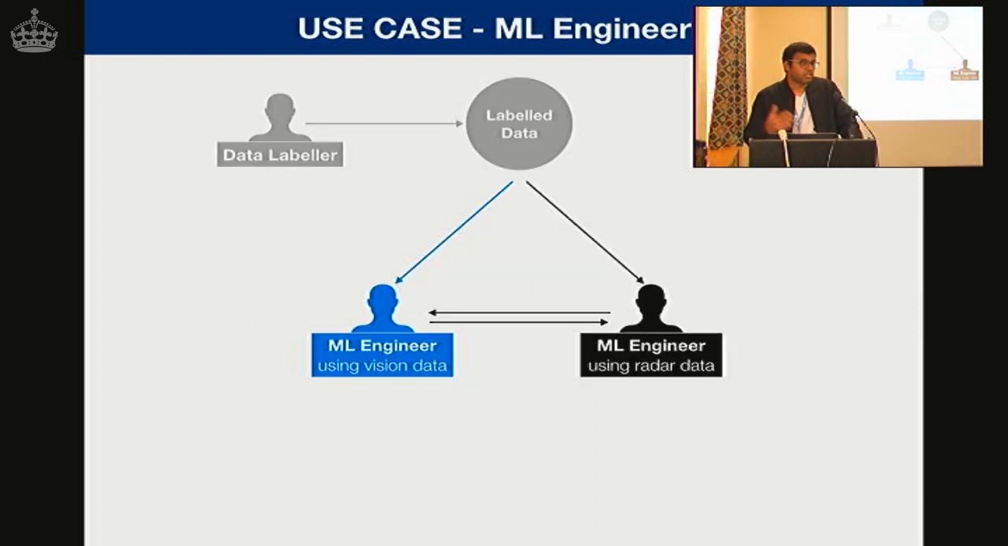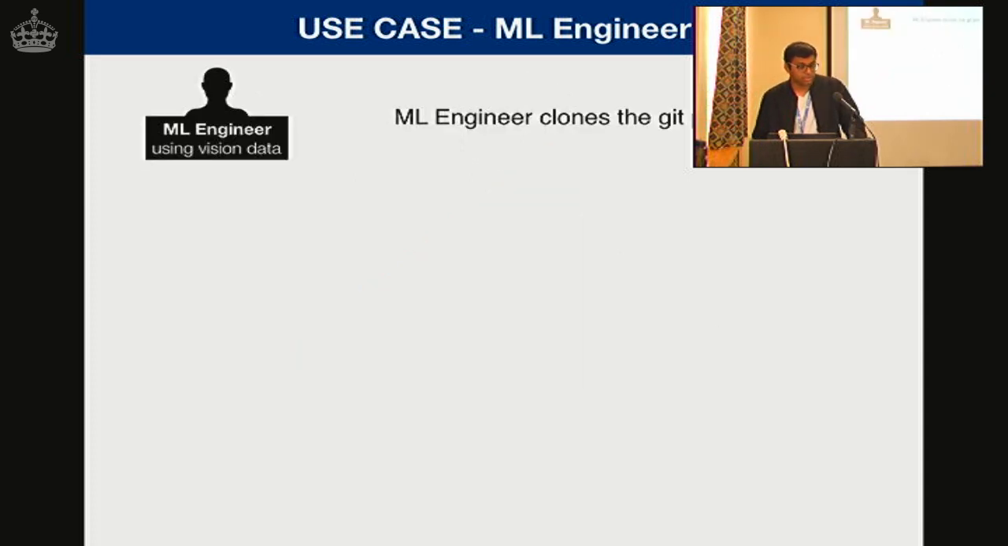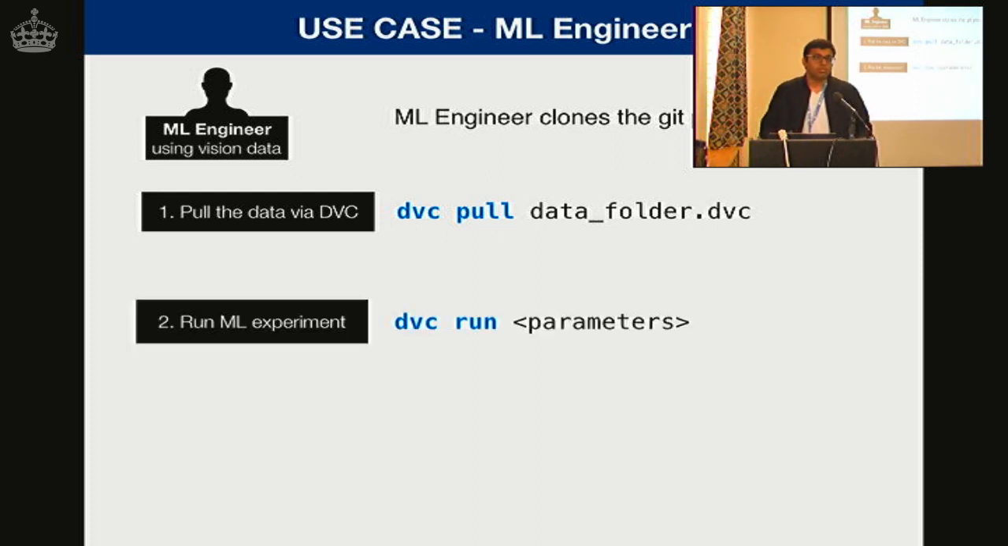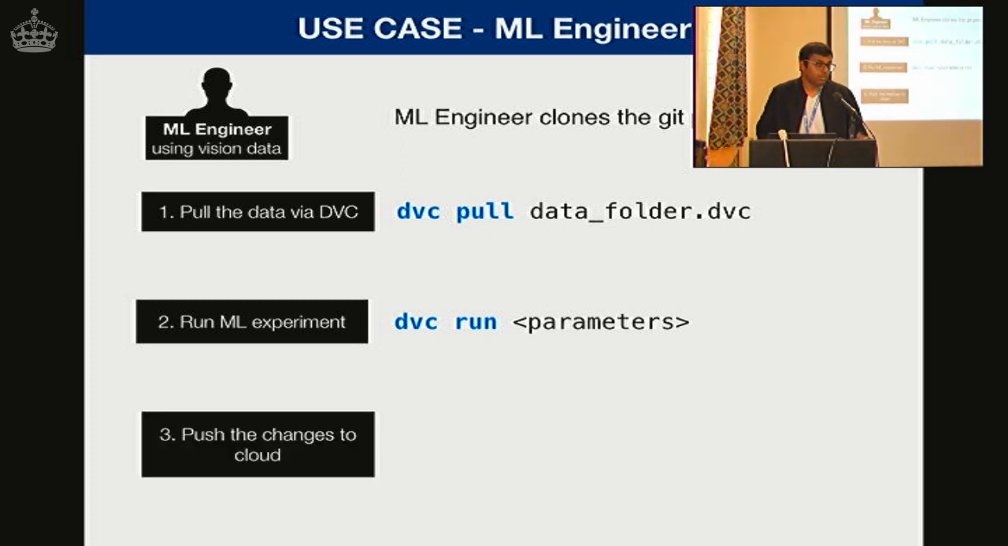Now, the data labeler has finished producing labeled data. Now the ML engineer needs to pull the data and work on that. So what the ML engineer does is he clones the Git project, so he sees a .gitignore and a .dvc file. So he pulls the data. All he has to do is DVC pull data_folder.dvc. So he doesn't have to bother about going to Google Drive and going to this particular folder and copying the data. Just one line command, and the data is on your local machine in a few minutes or a few seconds. And then after that, the machine learning engineer has a model, a Python file that he wants to train with this data and see how it looks. So he does DVC run with some parameters. And finally, he pushes the changes to the cloud, like we saw previously.